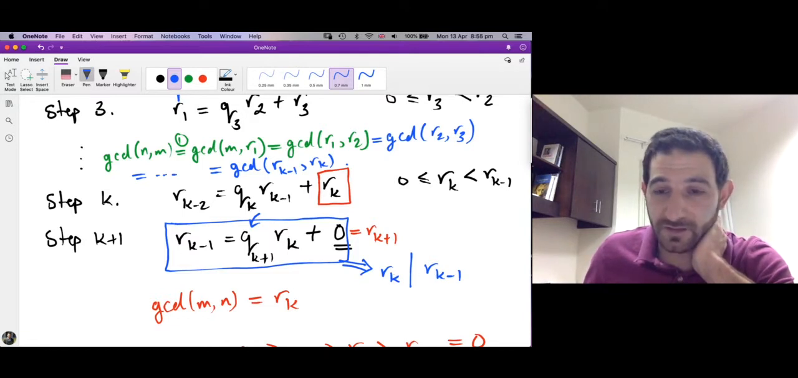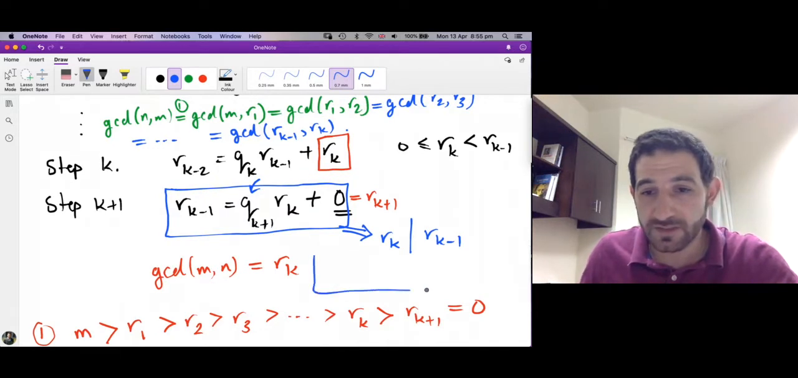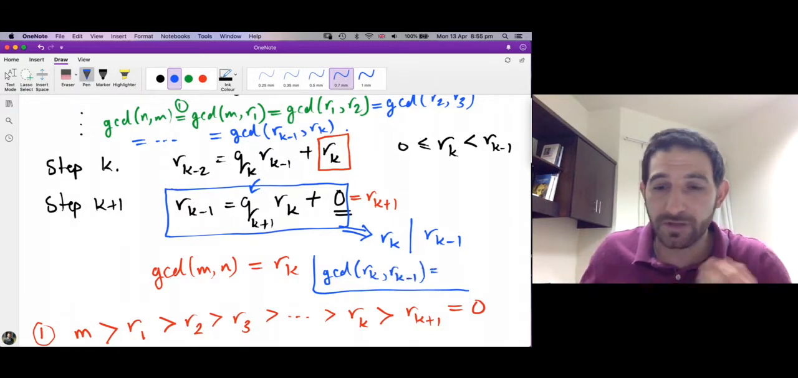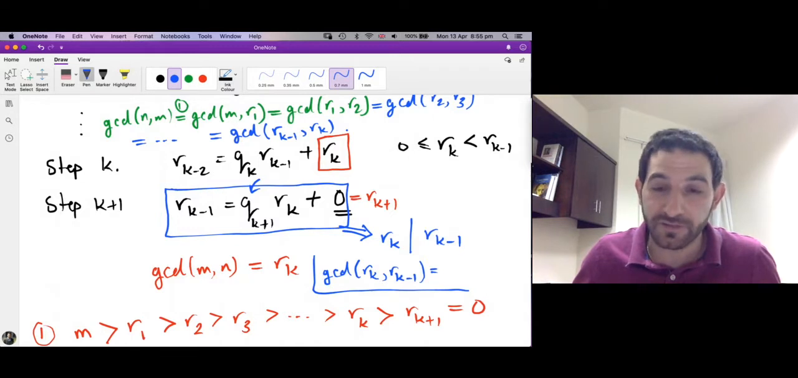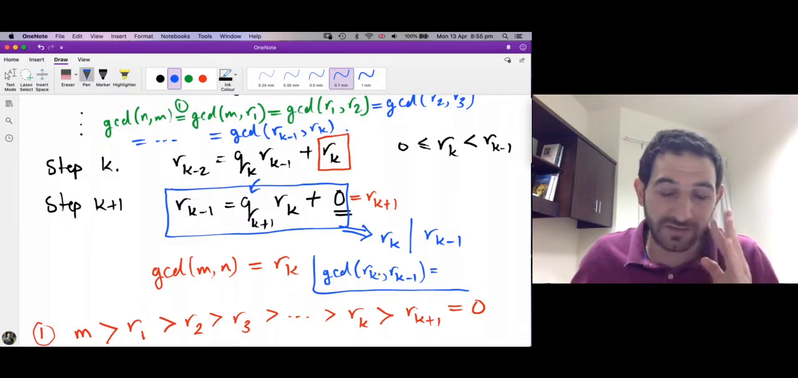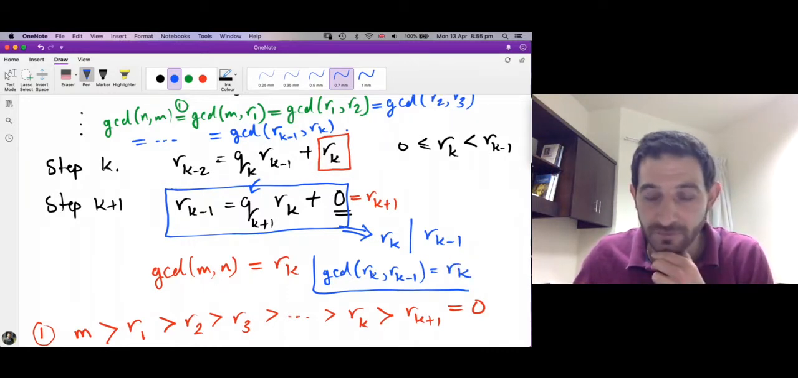Now, since r_k divides r_{k-1}, ask yourself, what is the GCD of these two numbers? The GCD of r_k and r_{k-1} is what? By definition, it's the greatest common divisor of both of them. Now, the point here is that r_k is a divisor of itself, and from here we know it's a divisor of r_{k-1}. So the greatest common divisor can't be greater than any of these. So this means that r_k is the greatest common divisor of these two.